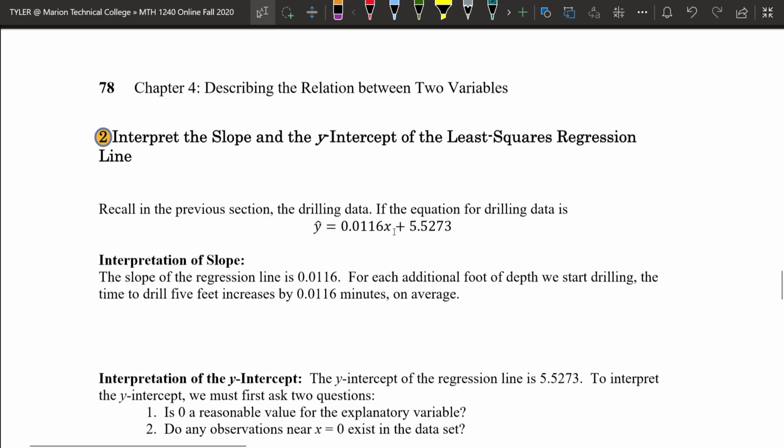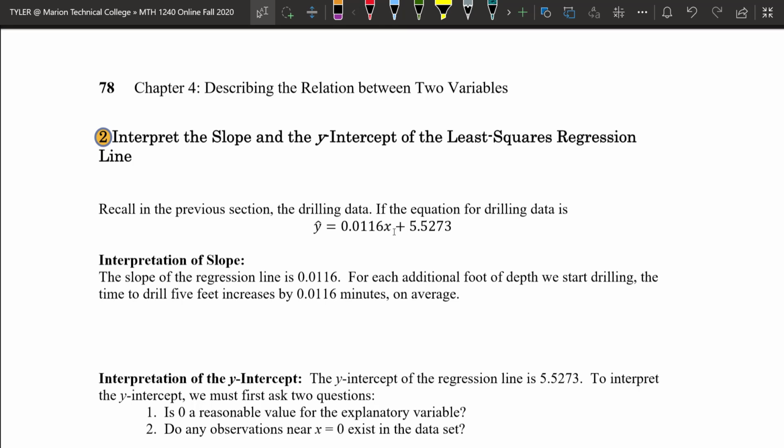All right, so now what we want to do is look at interpreting the slope and the y-intercept of the least squares regression line. With the drilling data, the equation that we get, rounded to 4 decimal places, is y hat equals 0.0116x plus 5.5273. What we're asked to do is interpret the slope of the regression line.